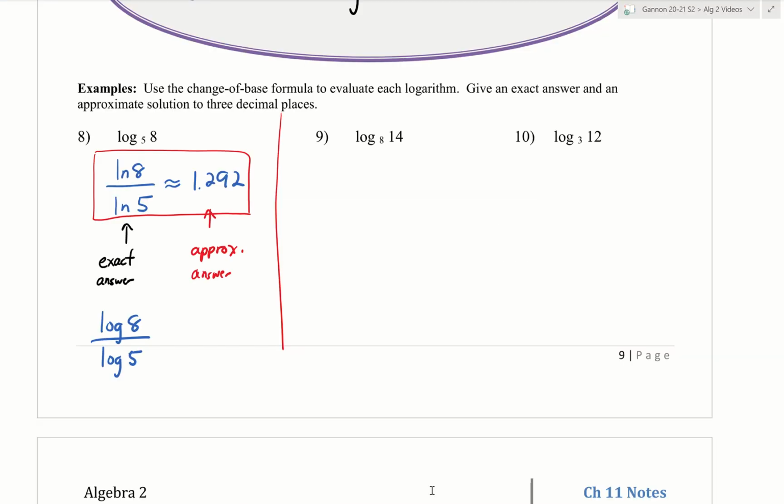All right, so then if we're going to go ahead and look at number 9 here, we got log base 8 of 14. So if we tried to evaluate without a calculator, we're saying what power of 8 is 14? Again, it's going to be somewhere between 1 and 2. So we're going to go ahead and do natural log of 14 over natural log of 8. That, again, is the exact answer.